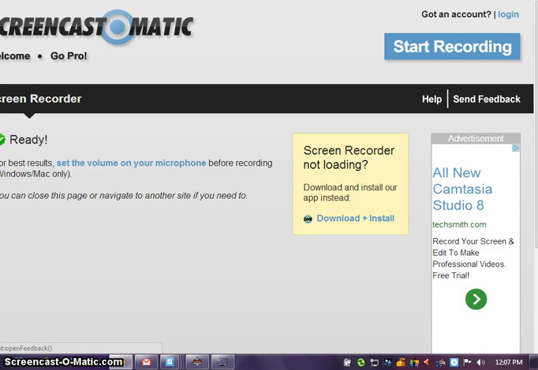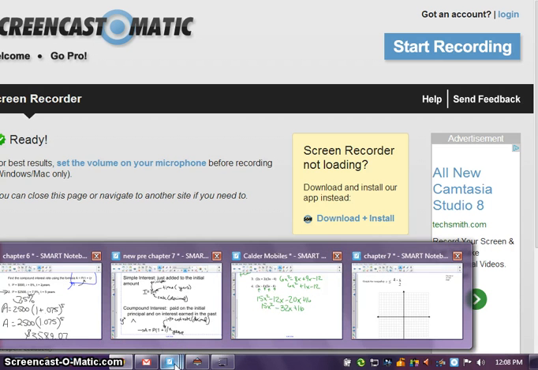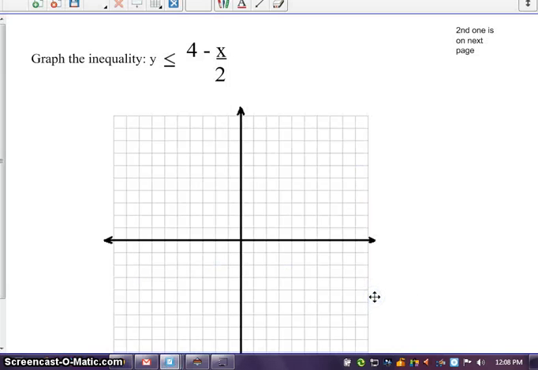Alright, here are some problems for chapter 7, lesson 5, and it's graphing inequalities. To graph this, it's in slope-intercept form because we have y all by itself. So remember we need to find the y-intercept, which is always the number not next to the x, so this is the y-intercept.